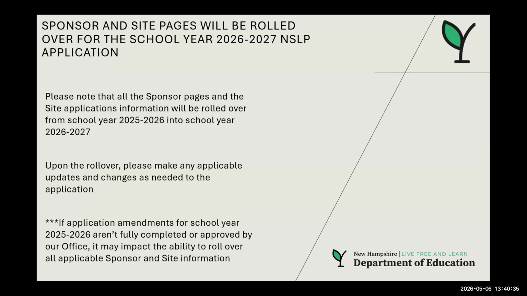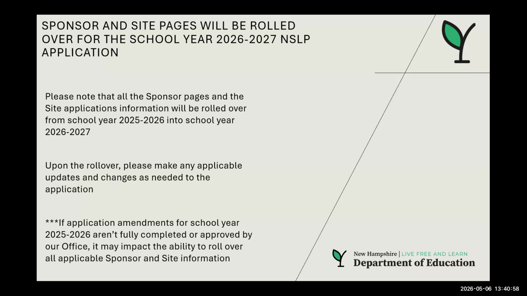So our office has rolled over the NSLP application, sponsor, and site pages from school year 2025 to 2026 to school year 26-27. So this will be available in My NHDOE tomorrow for you to review. Our office will be sending out an email once this is available for you.